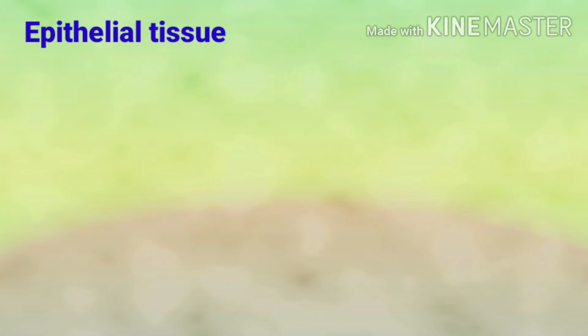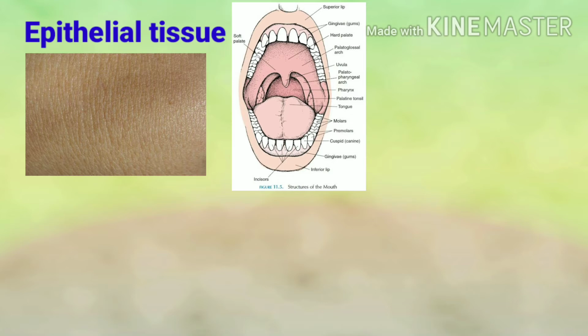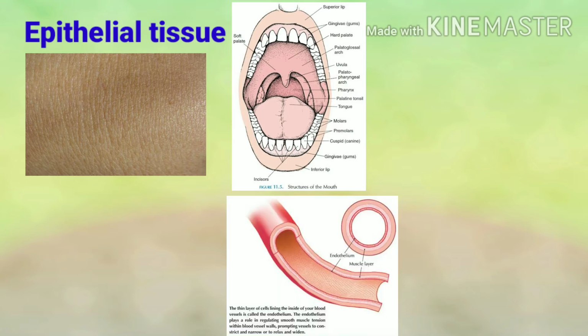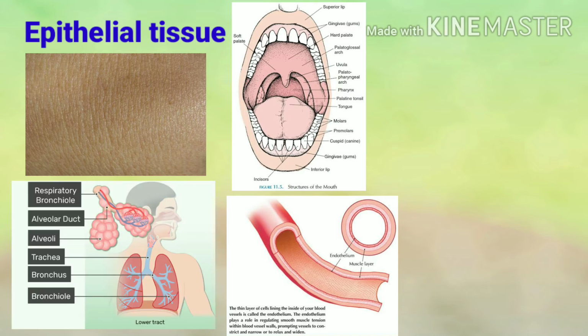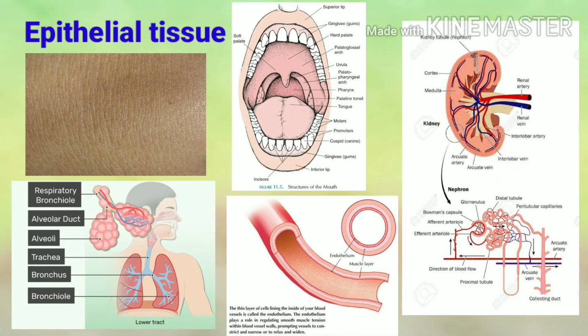Now we should know where they are seen. Where are the epithelial tissues seen? They are located in our skin, the lining of the mouth, the lining of blood vessels, the lining of alveoli. Alveoli means the air sacs seen in the lungs. Then in kidney tubules. Kidney tubules means the small tubules in our kidney.